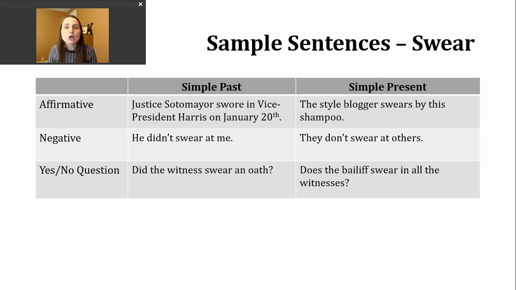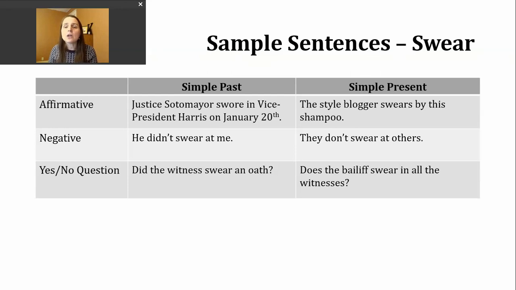Now let's take a look at the simple present. We use this to describe habits and routines. We also use it to describe facts. The trick to the simple present is looking at your subject. If the subject is I, you, we, or they, then just use the base verb. But if your subject is he, she, or it, we're going to add an S to the end of the verb, and you'll see that in the example sentence.